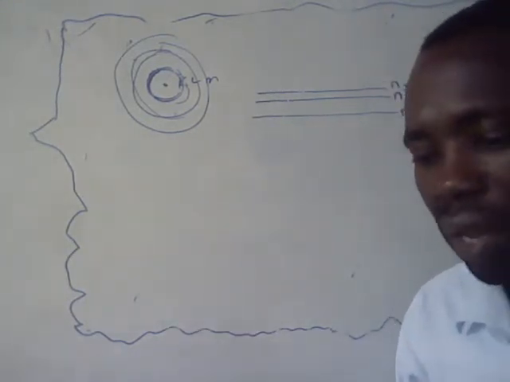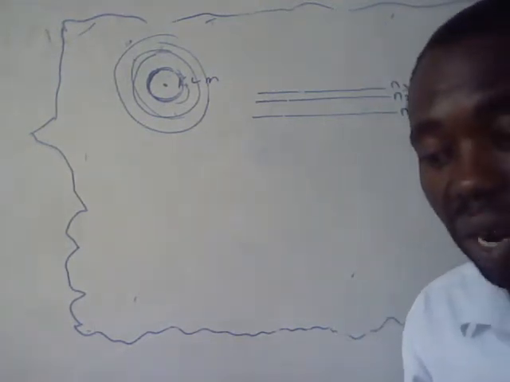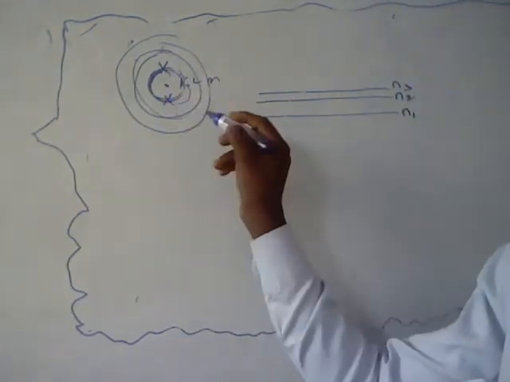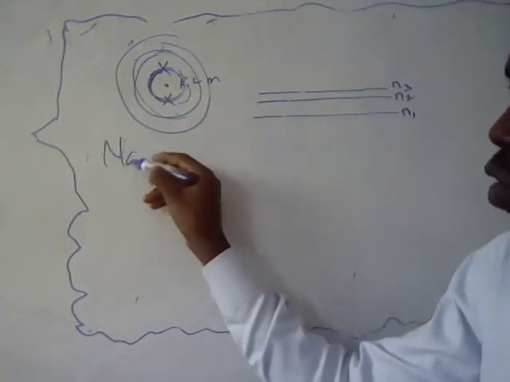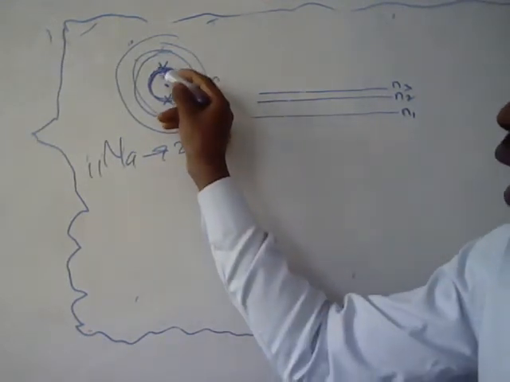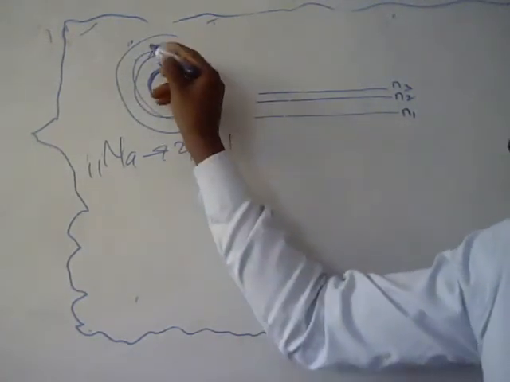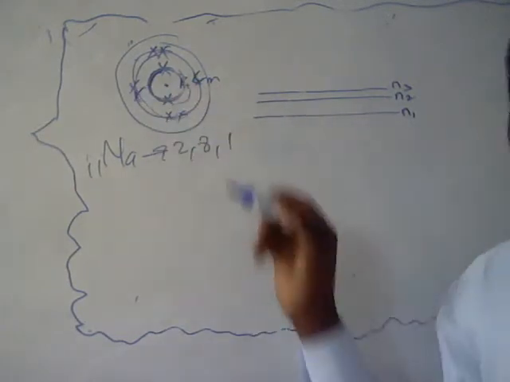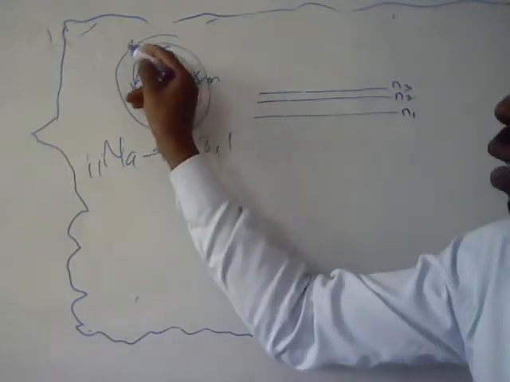Option B, electrons are restricted to a particular orbit. Yes, electrons are restricted to a particular orbit. For example, sodium has atomic number 11, and the configuration is 2, 8, 1. For the K shell, I have 2 electrons. For the L shell, I have 8 electrons: 1, 2, 3, 4, 5, 6, 7, 8. For the M shell, I have only 1 electron.